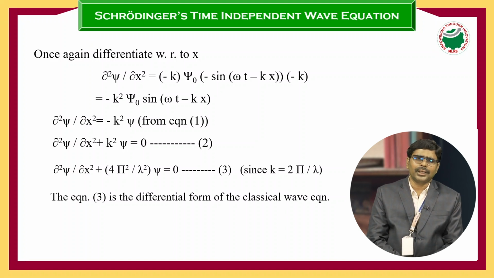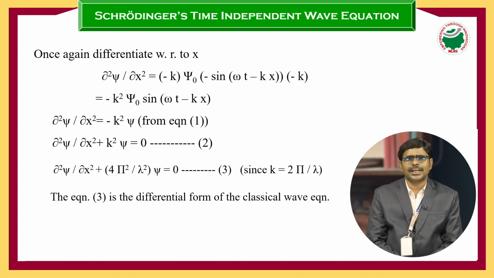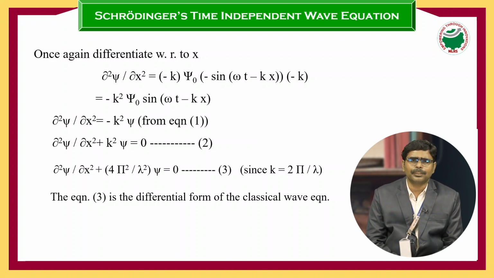Now the equation can be rewritten like this: ∂²ξ/∂x² plus 8π²m/h² times (E − V) ξ is equal to 0. This is the Schrodinger's time independent wave equation for the particle moving in one direction, or one dimension.